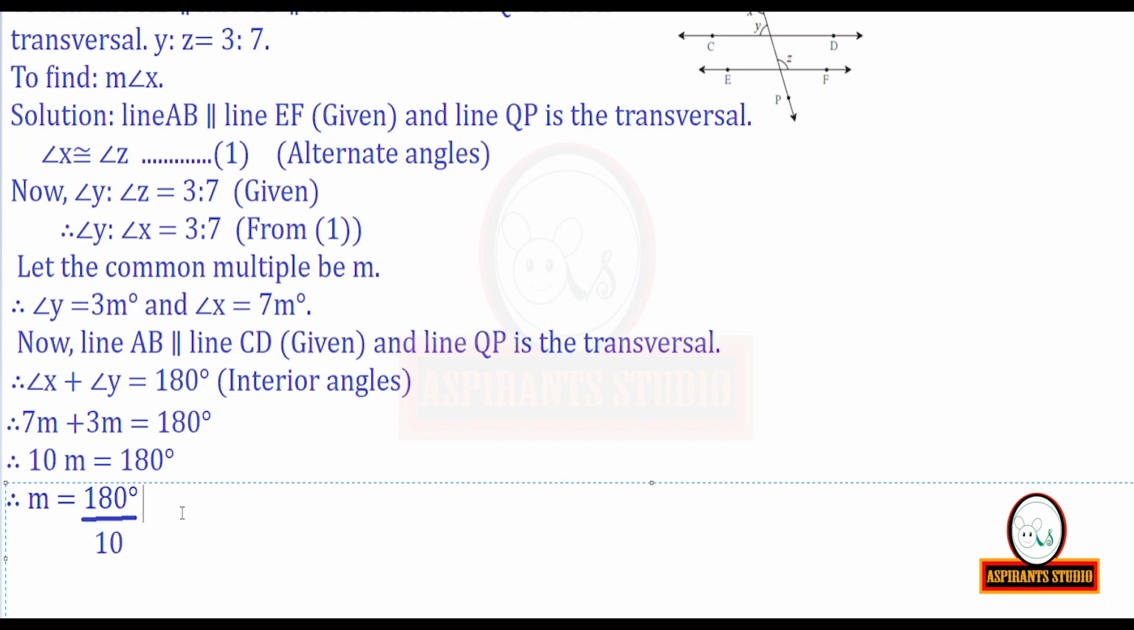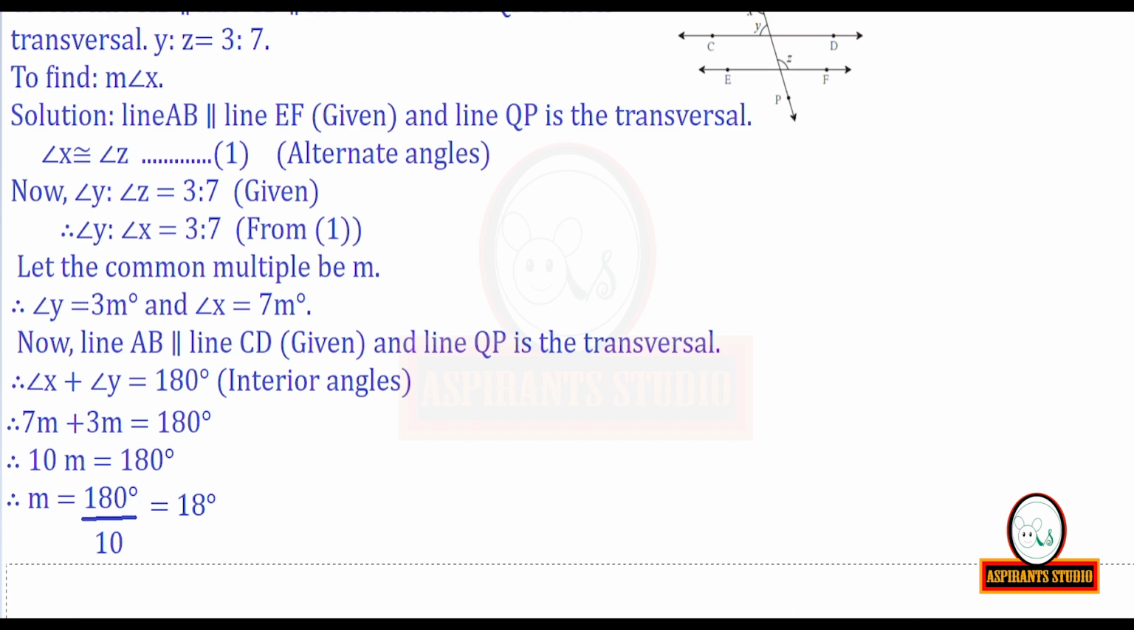We have measure of angle x equal to 7m degrees. Instead of m, put 18 degrees. So measure of angle x will be equal to 7 multiplied by 18 degrees. Therefore measure of angle x will be equal to, what is 7 multiplied by 18? 126 degrees. Therefore measure of angle x will be equal to 126 degrees.